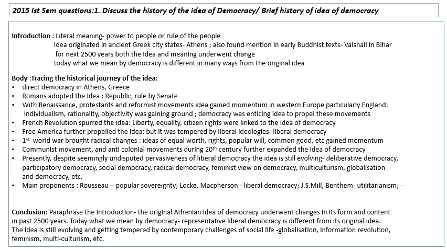The original Athenian idea of democracy underwent changes in its form and content in the past 25 years. Today, what we mean by democracy, representative liberal democracy, is different from its original idea of popular power or rule of the people. The idea is still evolving and getting tempered or modified by contemporary challenges of social life, globalization, information revolution, feminism, multiculturalism, etc. So this is just a brief guide on how to approach this question of a brief history of the idea of democracy. You can expand it, you can sprinkle it with more ideas to make it more elaborate.